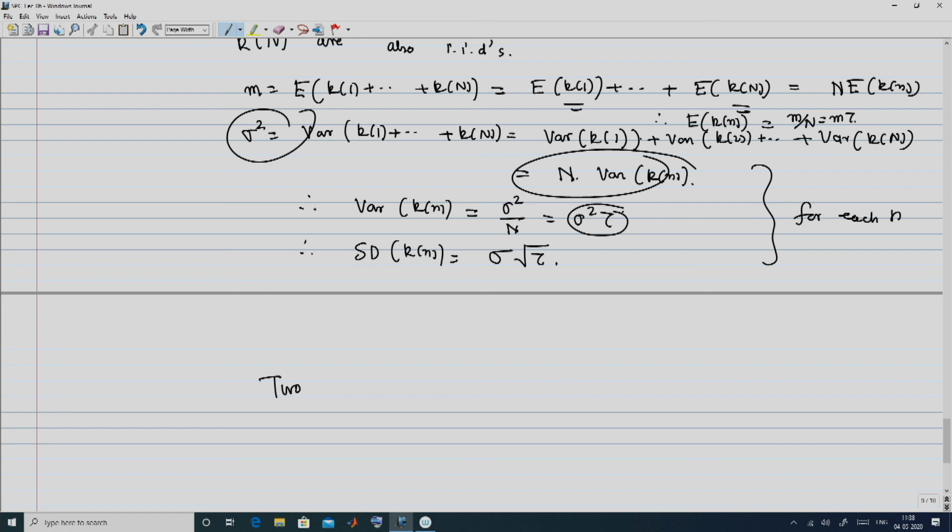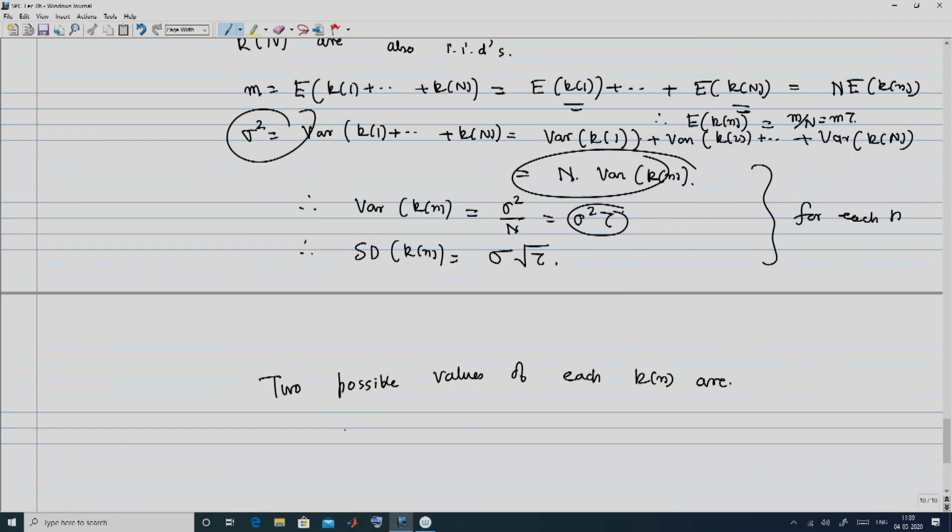Okay. So, now here I make a total obvious choice. I want to figure out what my random variable kn is going to be in terms of this m and sigma. So, two possible values of each kn are: ln of 1 plus u, this is going to be m tau plus sigma square root of tau, and ln of 1 plus d, this is m tau minus sigma square root of tau.